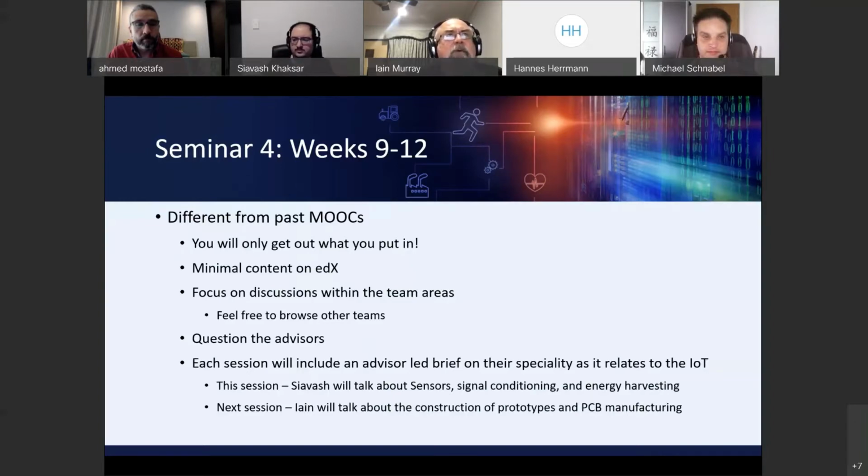Okay, this is the important part that I wanted to get to. Weeks 9 to 12 are very different from past weeks. You'll only get out of it what you put into it because we don't have content there. The only thing we're really going to be doing is having these fortnightly meetings with you and discussing interesting topics to try and get conversations started.